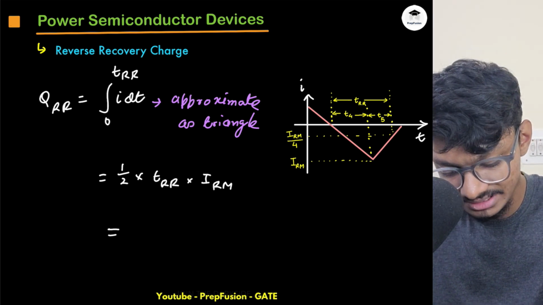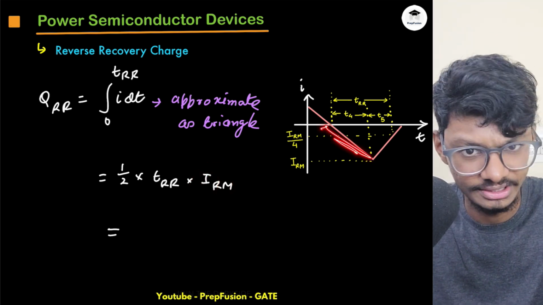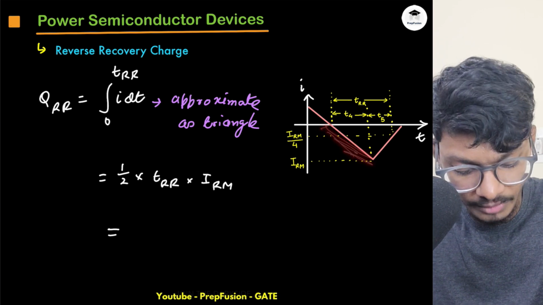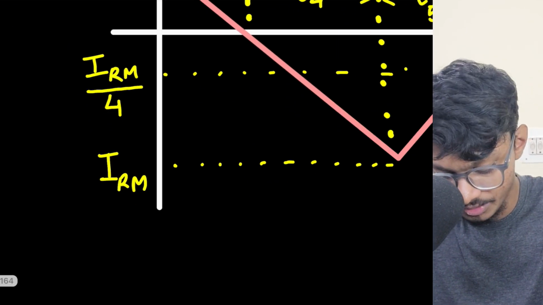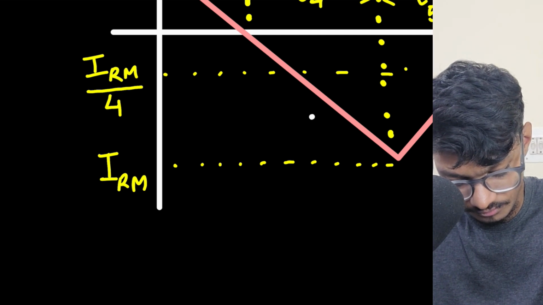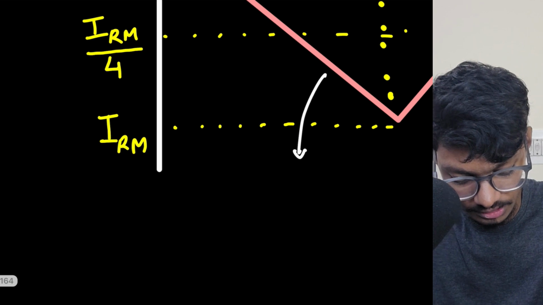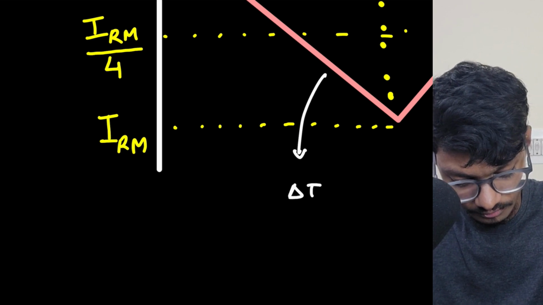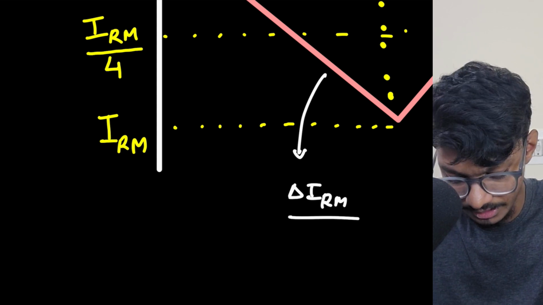Now what is this IRM? Can I compute this IRM? If I know the slope of this, and I multiply it by T4, I will find out IRM. So what is the slope? The slope is basically delta I by delta T.